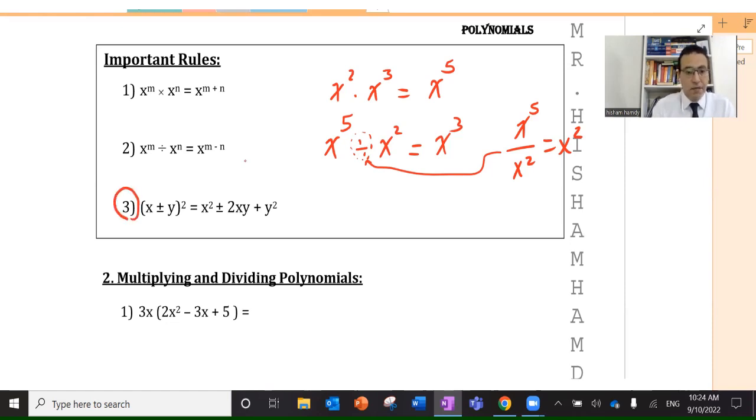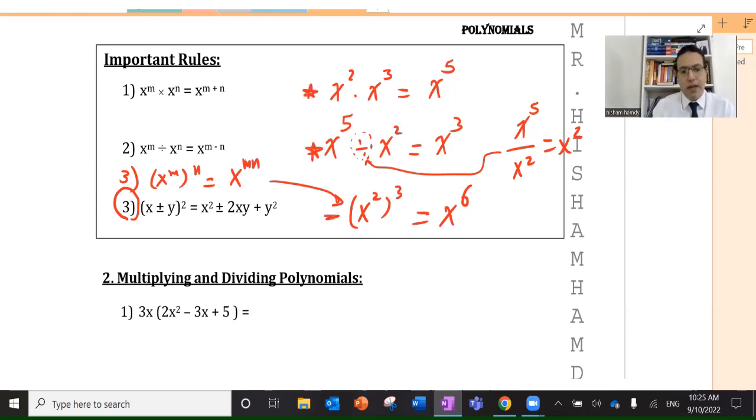Number 3, very important rule. Let me add for you another rule here, number 3. If you have x power m and all to the power of n, it's x power mn. So I am multiplying the powers. For example, x power 2, all power 3 is equal to x power 6 and not x power 5. So 3 important rules for exponents: x power 2 times x power 3 is x power 5. x power 5 divided by x power 2, I'm subtracting the powers, but power to the power is multiplication.